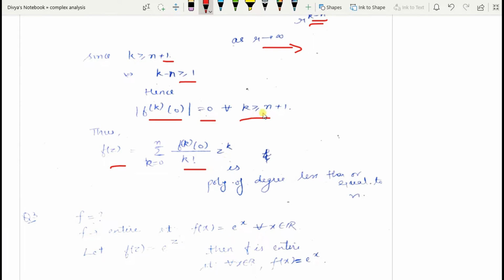f(z) can be written as this power series, and using this, the coefficients after n plus 1 will be 0. So f is a polynomial of degree less than or equal to n. Is it clear or any doubt?